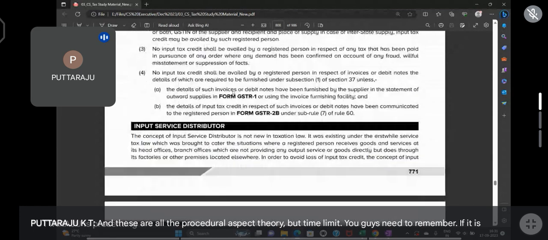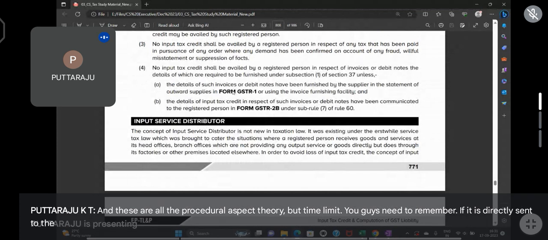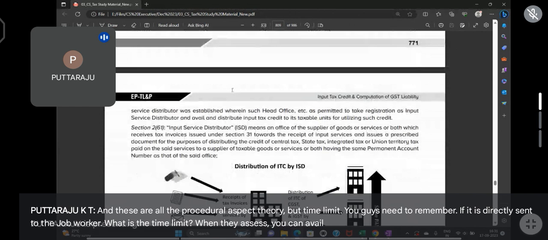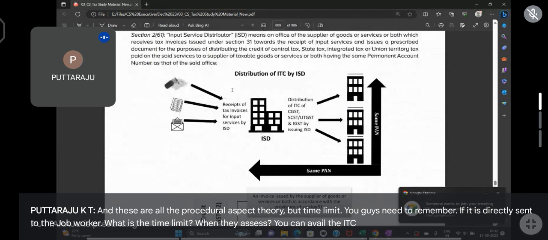If it is directly sent to the job worker, what is the time limit? When can the assessee avail the ITC? Those things they will ask as questions.